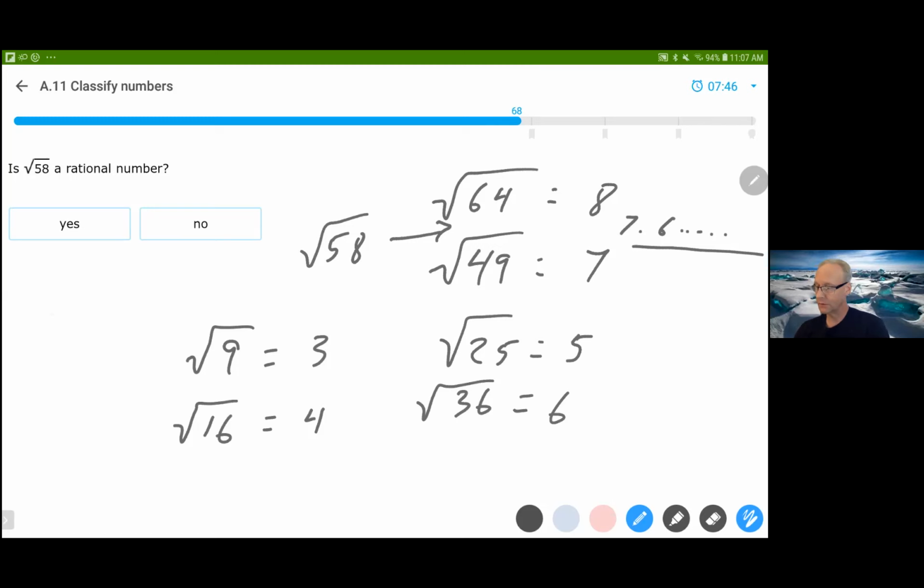Be careful though, sometimes you'll have this situation. For example, let's say 20.25. This happens to be 4.5. And sometimes you're going to run into one of these situations. But for whole numbers, if you take a radical and it's not a perfect square, it is irrational. So this is a no.